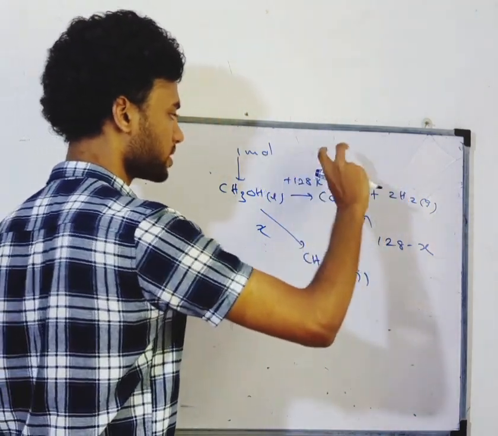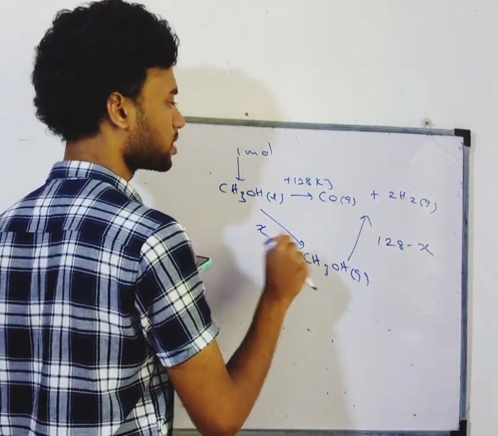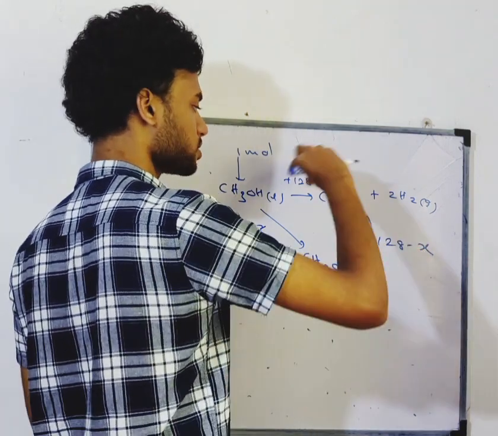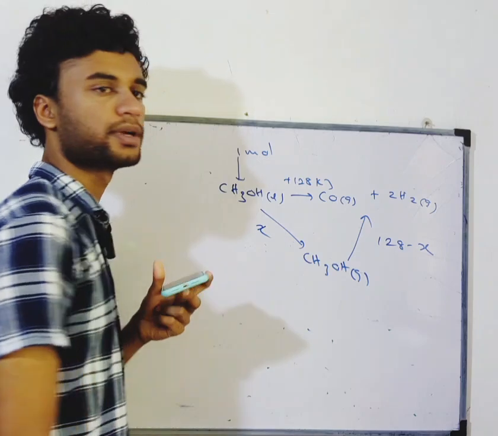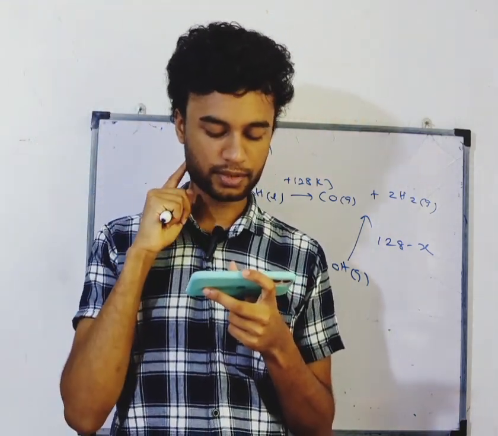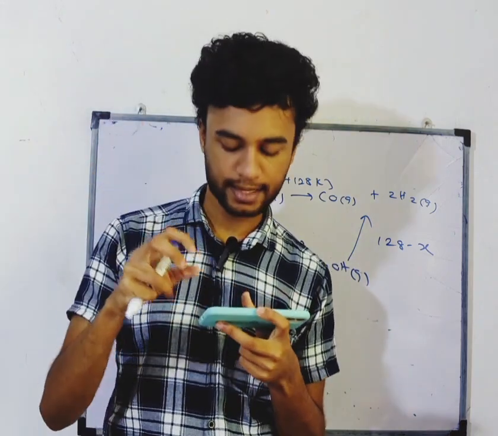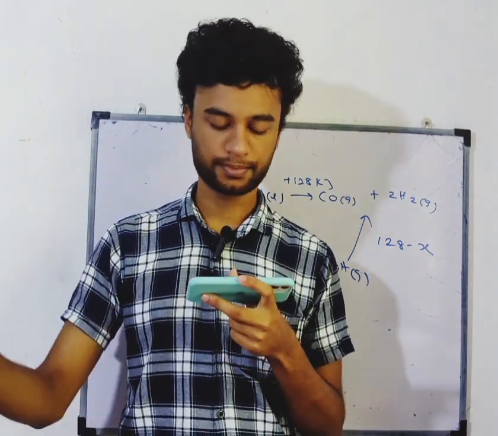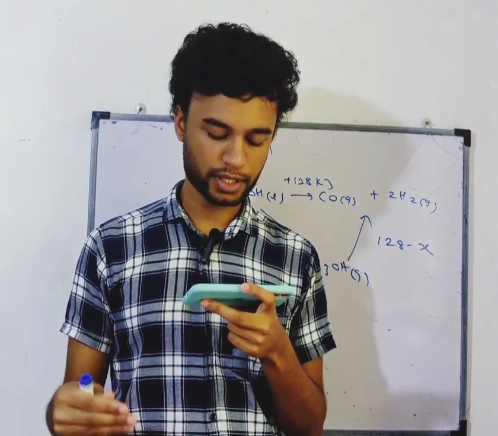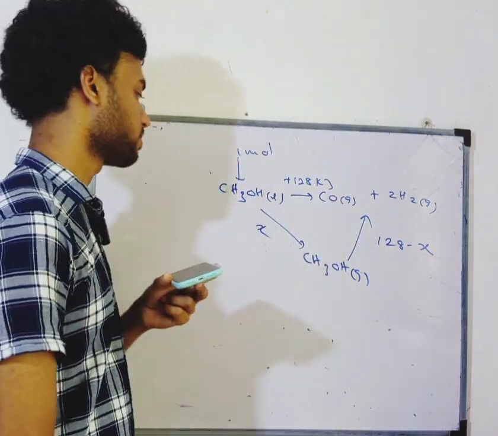That means 128 should be equal to X plus 128 minus X. X plus 128 minus X is 120. So enthalpies are equal in both directions. So yeah, the statement is correct then: the heat absorbed when 1 mole of CH3OH gas is decomposed is less than 120 kilojoules. Second one: enthalpy of CO gas plus 2H2 is higher than the enthalpy of CH3OH liquid.